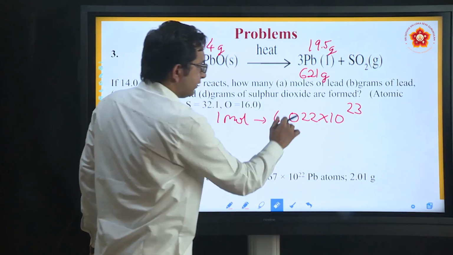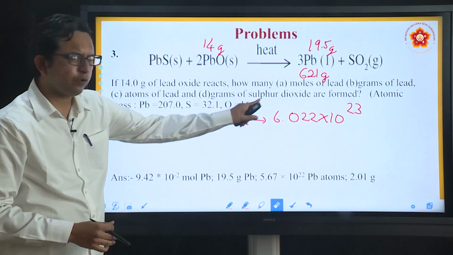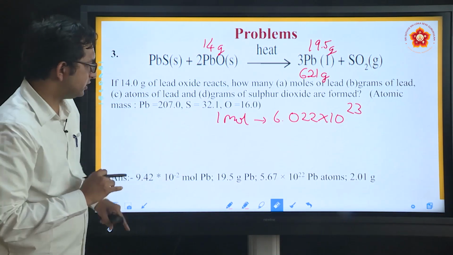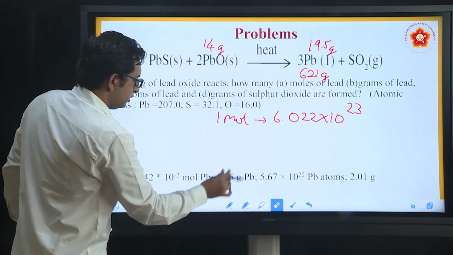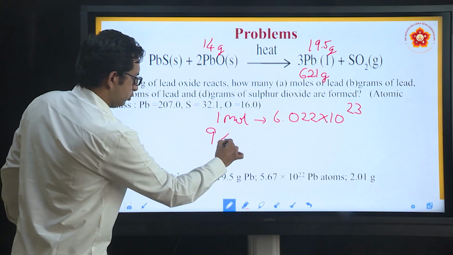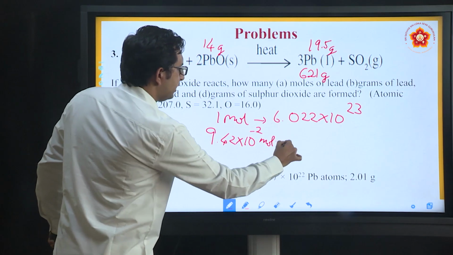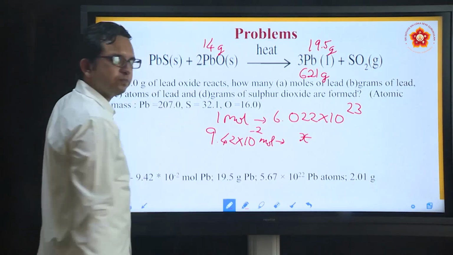It will be equal to 10 raised to 23. This is for 1 mole. This is known to us very clearly. Now, the question is, if the mole is equivalent to say 9.42 into 10 raised to minus 2 mole, then how many atoms are there?